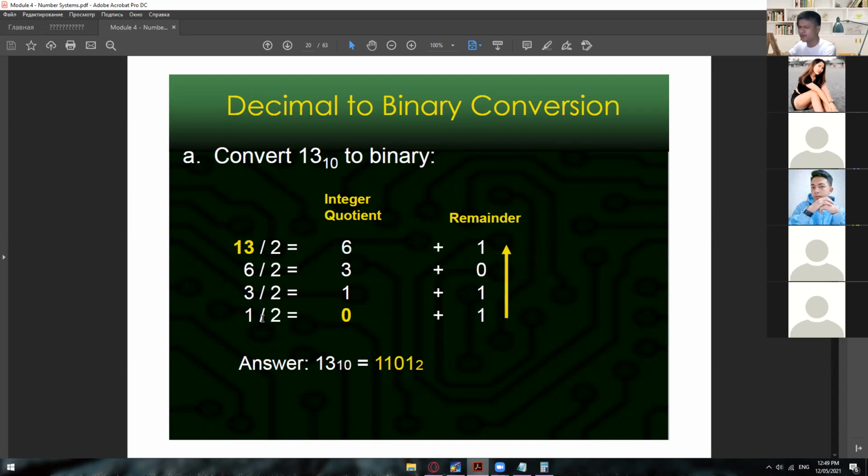Or just to make it not so complicated, once this one is not divisible anymore and you're now getting a decimal result, then just put here 0, and whatever is the last number, just copy that as your remainder. Once that's over, just read this one from bottom to top. Okay, so 1101. 1101, of course, should be base 2, since that is what it is asking you to convert to, from decimal to binary.